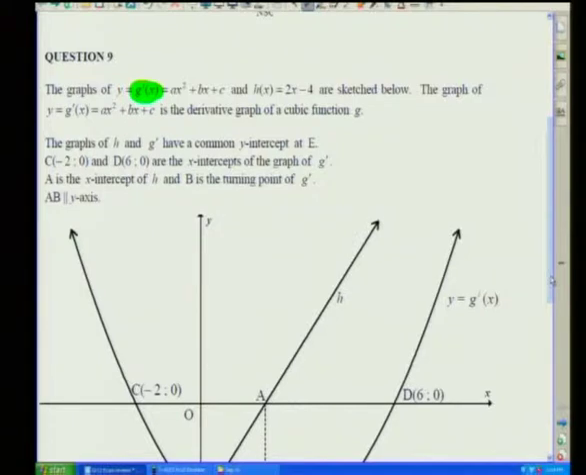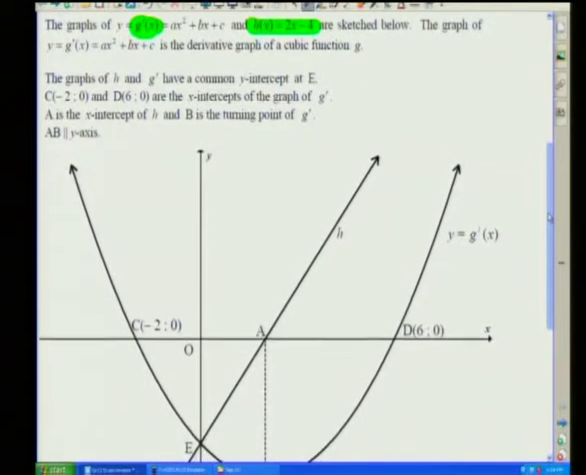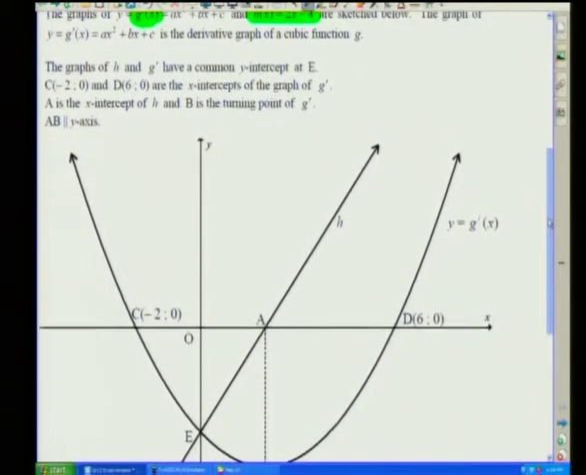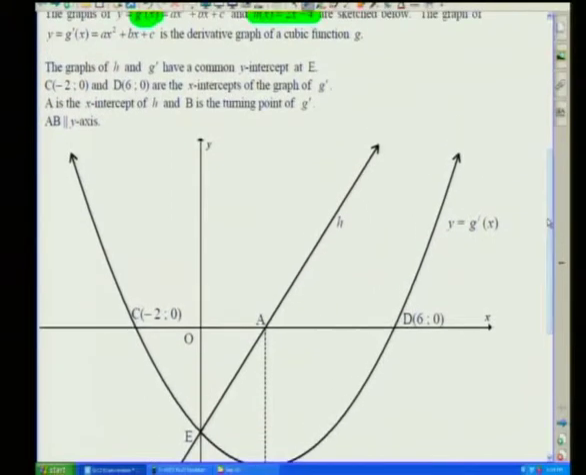All right. They also tell you that h of x is equal to 2x minus 4, so that's just a straight line, and they sketch both of these for you. And they tell you that the graph of g dash x, the derivative graph, is the derivative of a cubic function, but we'd already known that. Okay, they give you a few points.